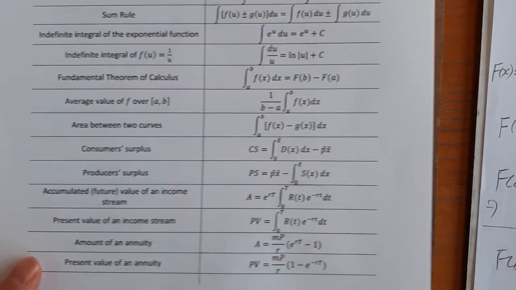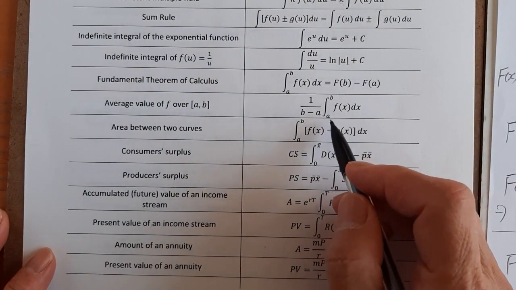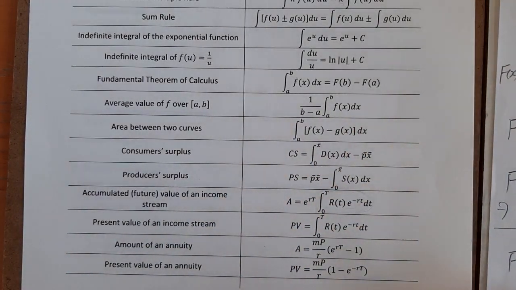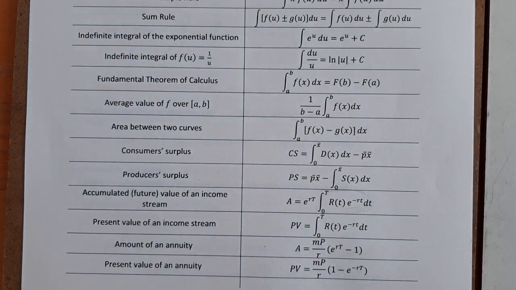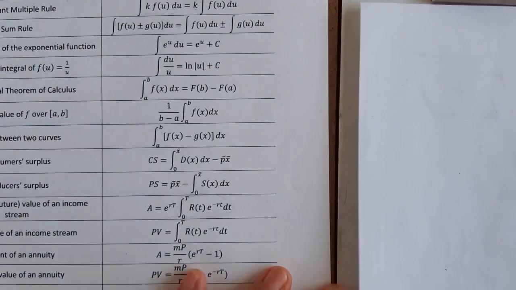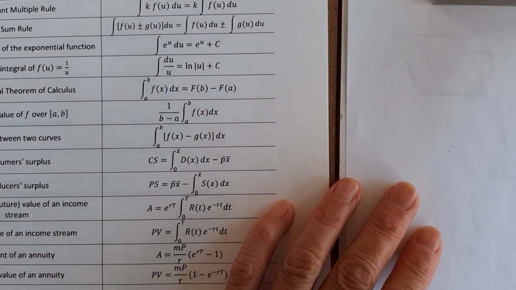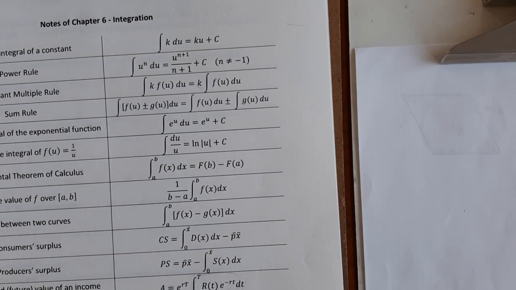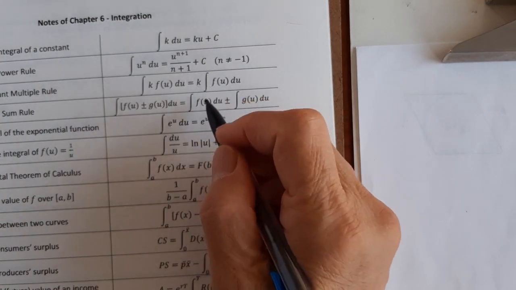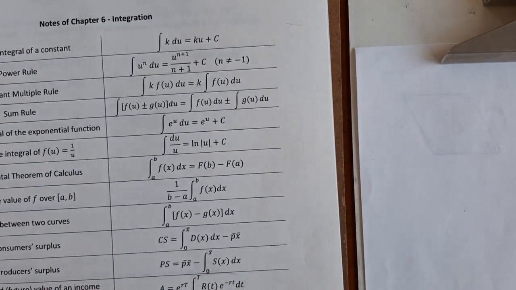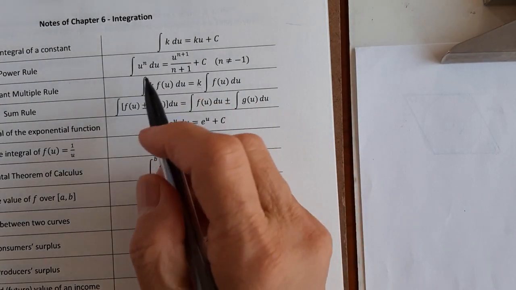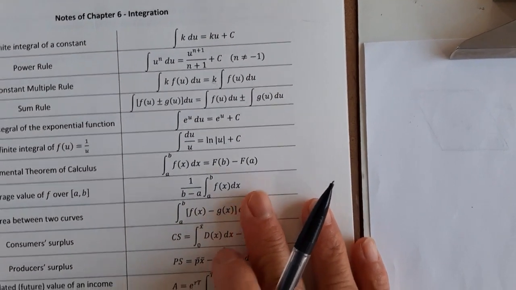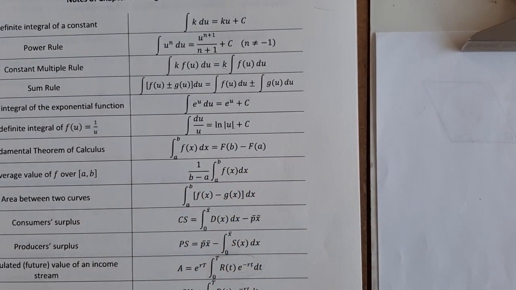The average value is the integral of f of x dx divided by b minus a. Now I need to talk about some concepts. There are two kinds. The first one is the antiderivative. If you take the integral of a function and then take the derivative, you get the function itself. If you take the derivative and then the integral, it is still itself. That's one kind of concept.